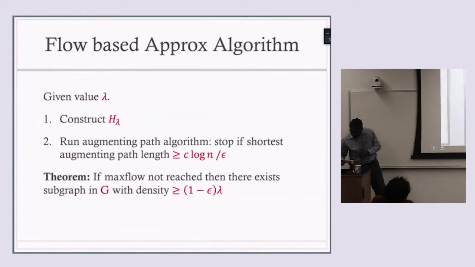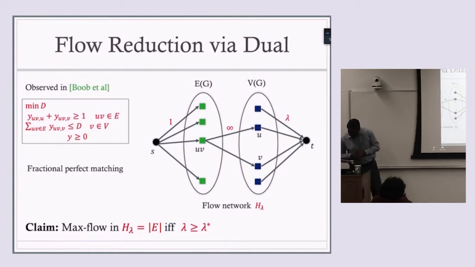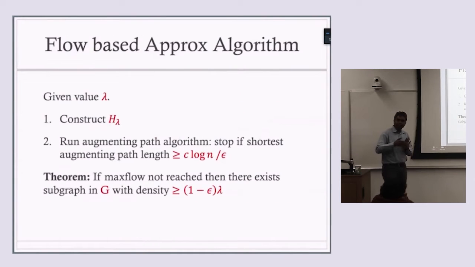The interesting observation is that suppose you want to solve this flow, right? You guess lambda and you try to solve max flow. Our main technical observation is that it suffices to stop your flow algorithm when the length of the augmenting path in the residual graph is around log n over epsilon.